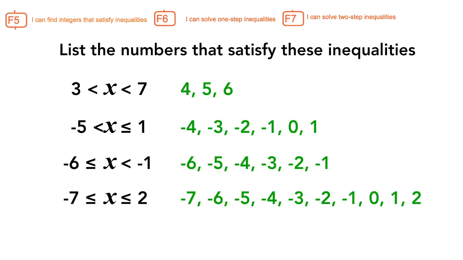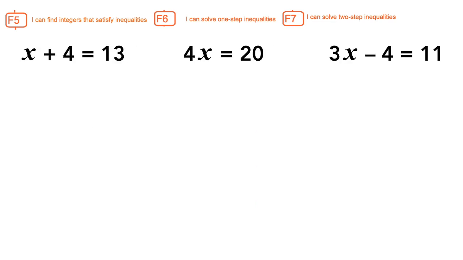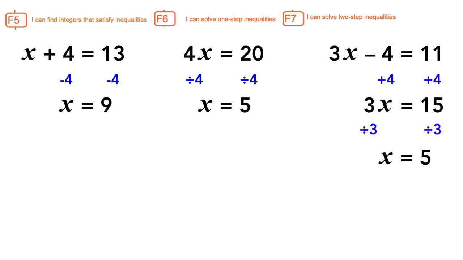For the next series of questions, we have to have a good idea of how to solve one- and two-step equations like this. Just to recap, we solve for x by making the variable the subject by applying the same operation to both sides of the equal symbol. We subtract 4 from both sides to give us x equals 9. For this question, we divide both sides by 4 to give us x equals 5. And finally, in 2 steps, we add 4 to both sides, giving us 15, then dividing both sides by 3 to give us x equals 5.